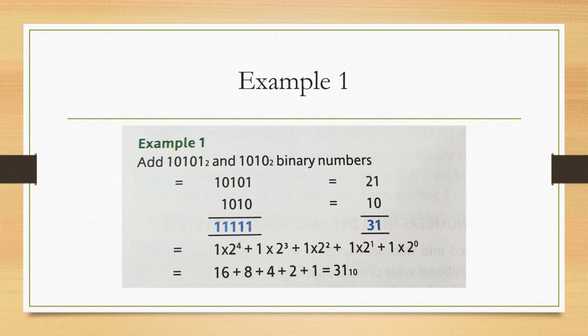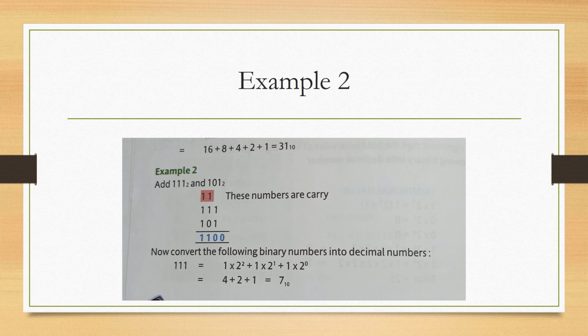The second example of binary addition is to add 111 and 101. Children, in this example, we will also learn how to add two numbers such as 1 plus 1, because the addition of 1 plus 1 is 10 with a carry over of 1. Let us see. There are two numbers, 111 and 101.